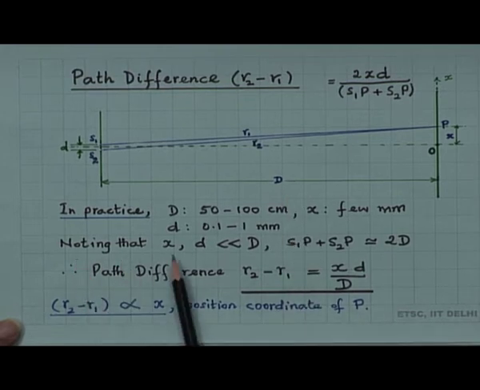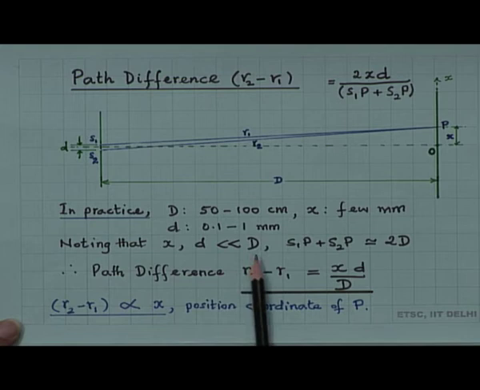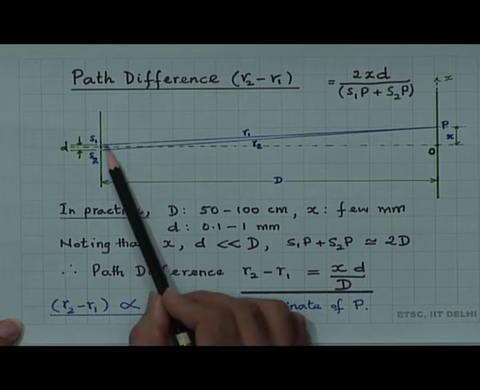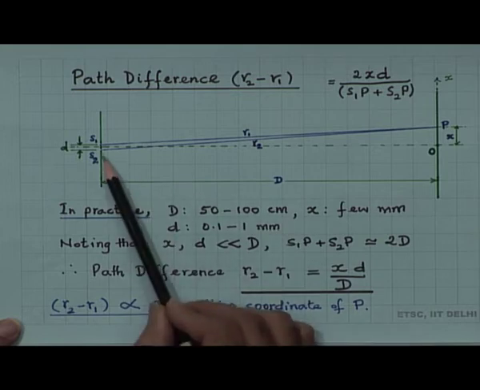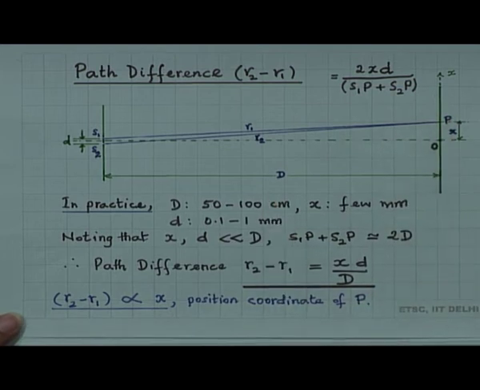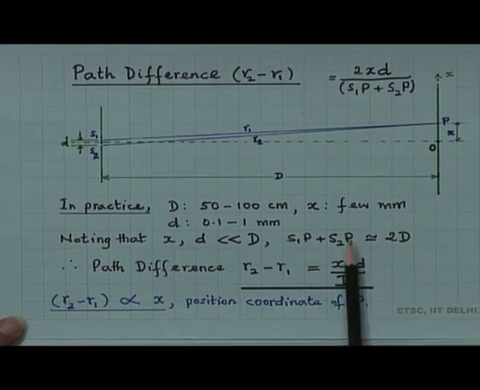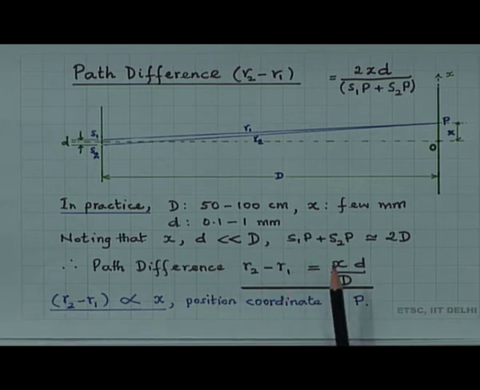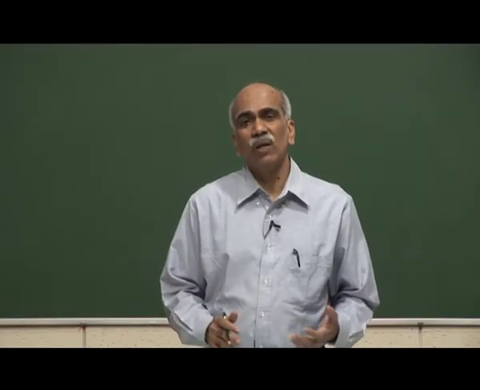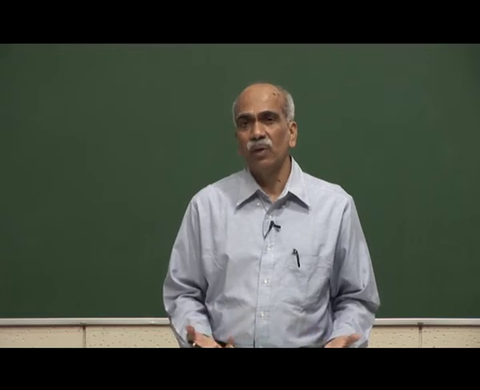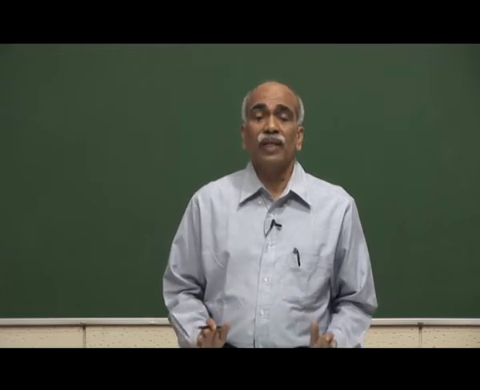So, noting that x and d are much smaller than D, then we can write S1P plus S2P as 2 times D. We are approximating S1P equal to D and S2P equal to D. This is an approximation, but it is a very good approximation. Later on we will see that if we put some numbers, the error that we will make is extremely small, much smaller than 0.01% or so, and therefore, this is a very good approximation in practice.